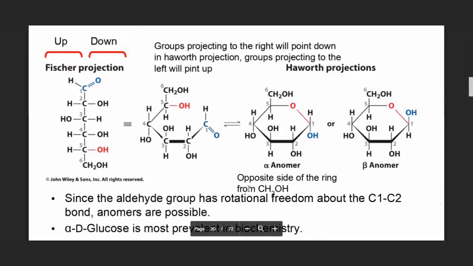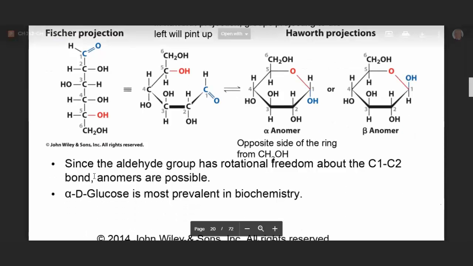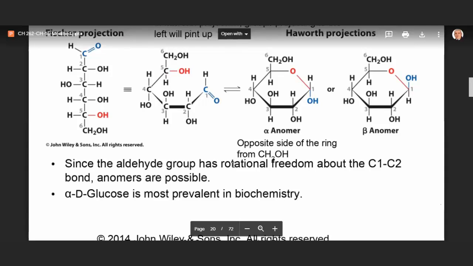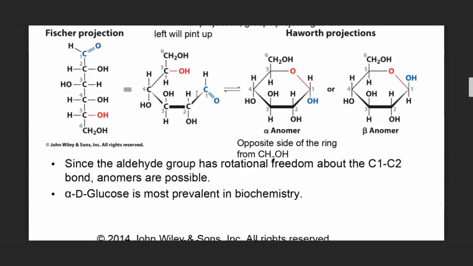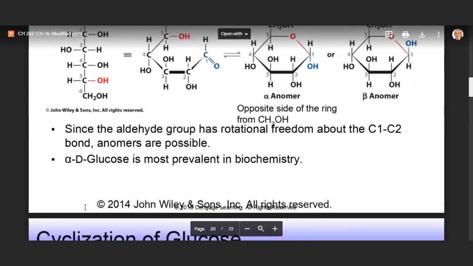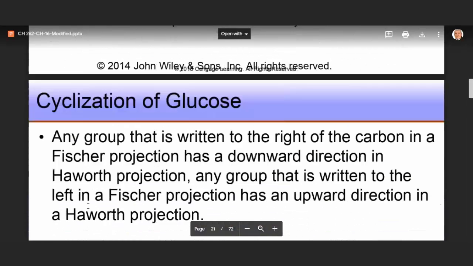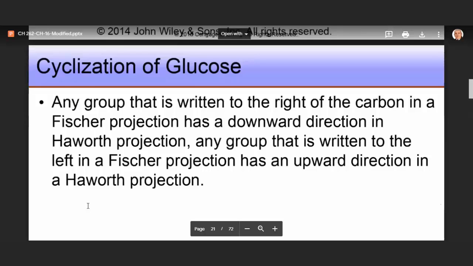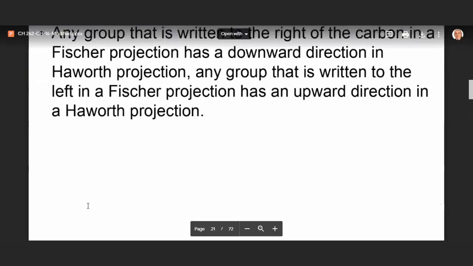And the 2 forms are possible, as I said, because the aldehyde group has rotational freedom here around the carbon 1, carbon 2 bond. That's why anomers are possible. And remember, alpha-D-glucose is the most prevalent in biochemistry. Again, cyclization.